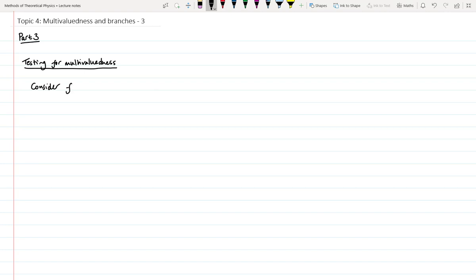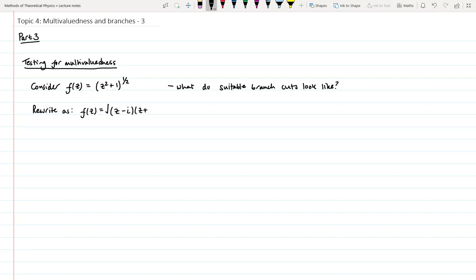Consider f of z given by z squared plus 1 to the half. What do suitable branch cuts look like? We can rewrite the function like this. f of z is the square root, and then we can factorize z squared plus 1 to give us z minus i times z plus i.